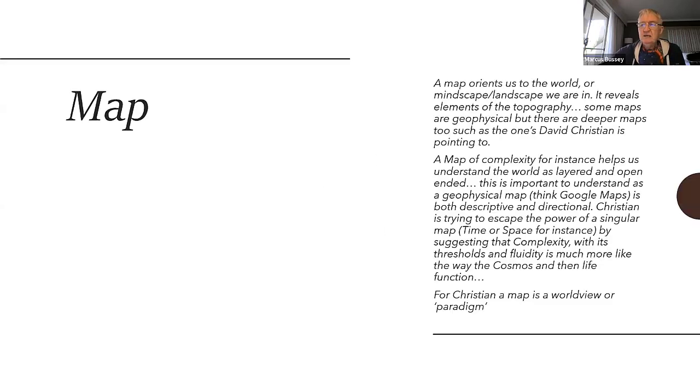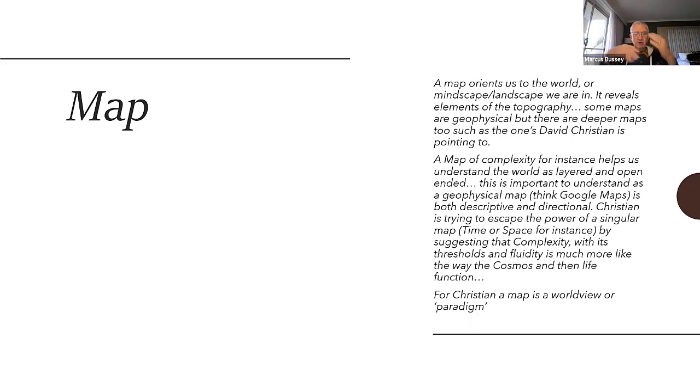So what can we say about a map? This is me just thinking straight off the top of my head, probably less than an hour ago. A map orients us to the world or mindscape, landscape that we're in, because it can be a conceptual map or it can be a geophysical map. Such maps reveal the elements of the topography.